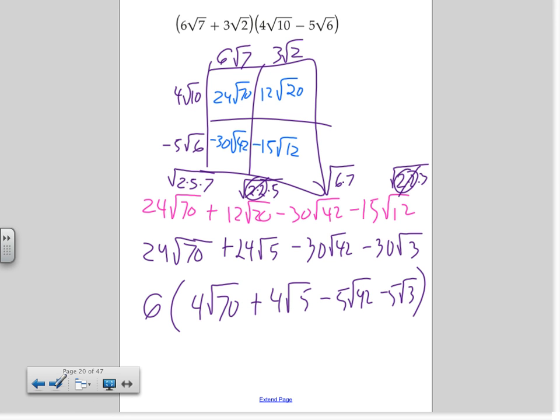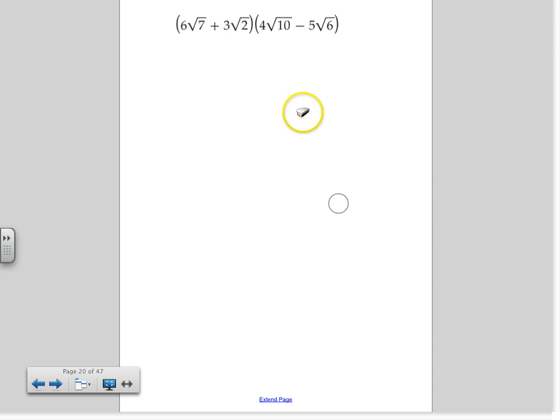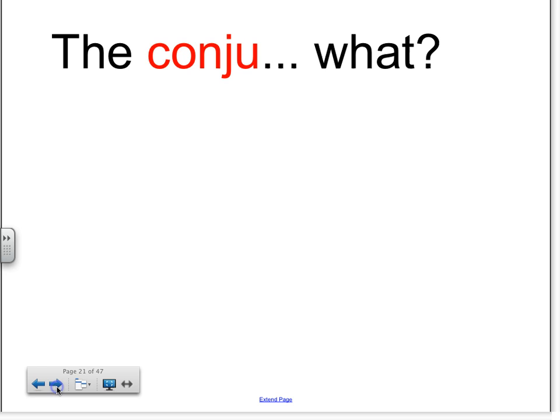Okay. What do you think of that? I mean, it can be lengthy, but it's definitely doable. As far as setting up the box and trying to simplify as much as you can, combine like terms. All right. So I think we're down to the last thing here.